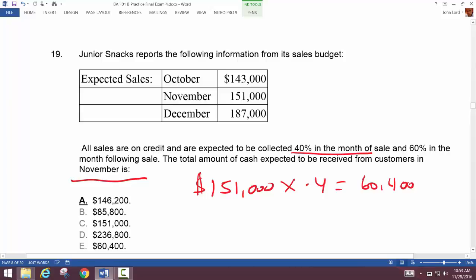And then 60% in the month following the sale. So I guess I better pick up October's money? 143,000, and I'm going to get 60% of that in November. So that's 85,800, you say? Okay, good. Thank you.